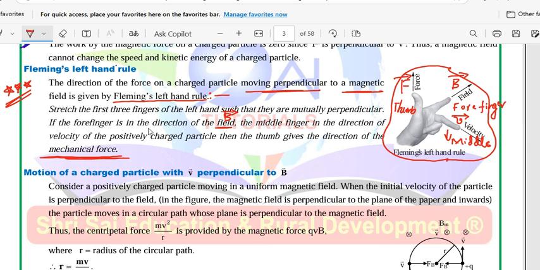each other. If the forefinger is in the direction of the field and the middle finger is in the direction of the velocity of the positively charged particle, then the thumb will give the direction of the mechanical force. So this is Fleming's left hand rule.